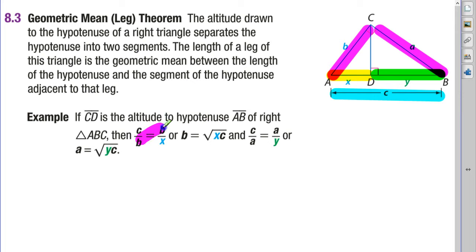B is the geometric mean of the big hypotenuse and the small part that's next to it. So B is next to the small x, there's its geometric mean. Next, A, the other leg of the big triangle, is the geometric mean of the big hypotenuse and the little small part next to it.